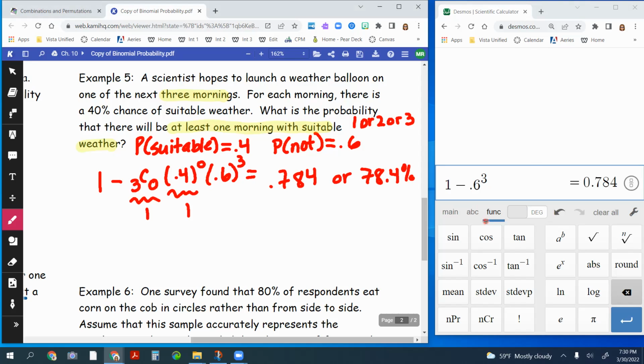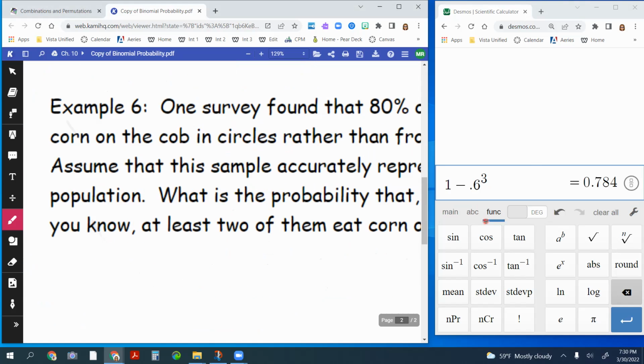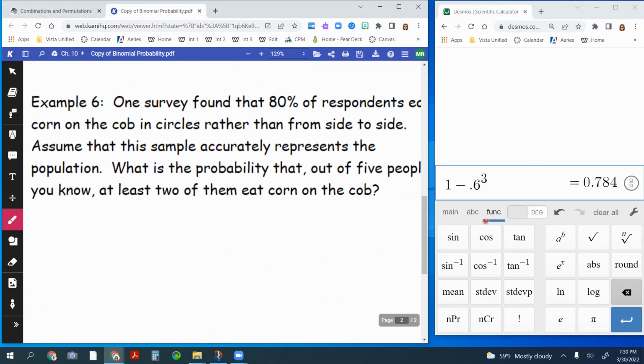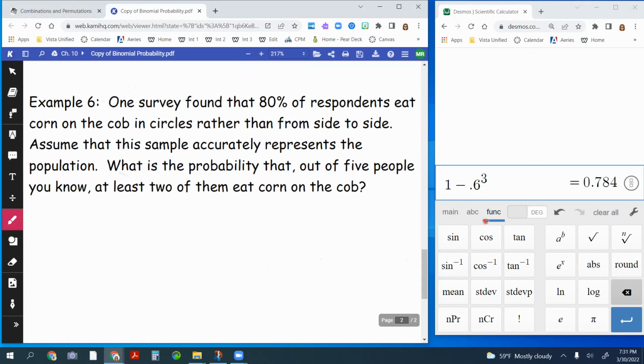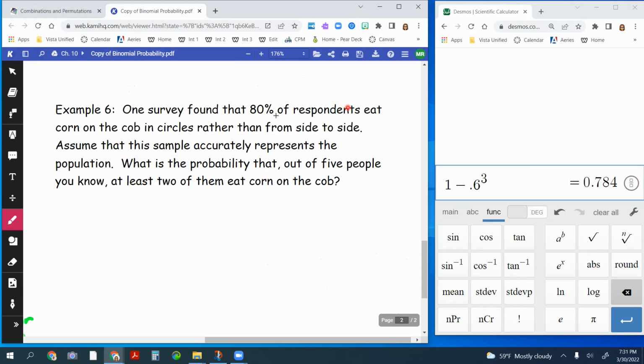Okay, example 6. It says, one survey found that 80% of respondents eat corn on the cob in circles rather than from side to side. Assume that this sample accurately represents the population. What's the probability that out of 5 people, at least 2 of them eat corn on the cob in circles? Okay, that part got cut off. So we're going to work that out.